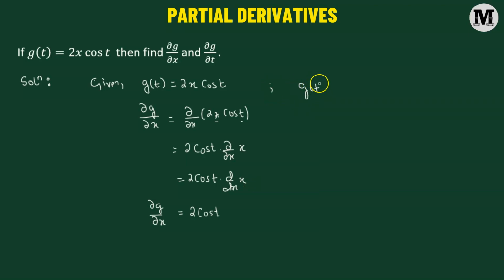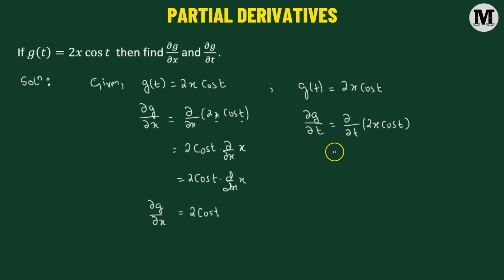Okay, let's now compute the other partial derivative. So we'll again use the same function, g of t equals 2x cosine t. Now this time we're going to obtain the partial derivative of g with respect to t. So that means we have the partial with respect to t of 2x cosine t. So this time, since we are taking the partial derivative with respect to t, except for t, everything else will be treated as a constant. Only t will be considered as a variable.